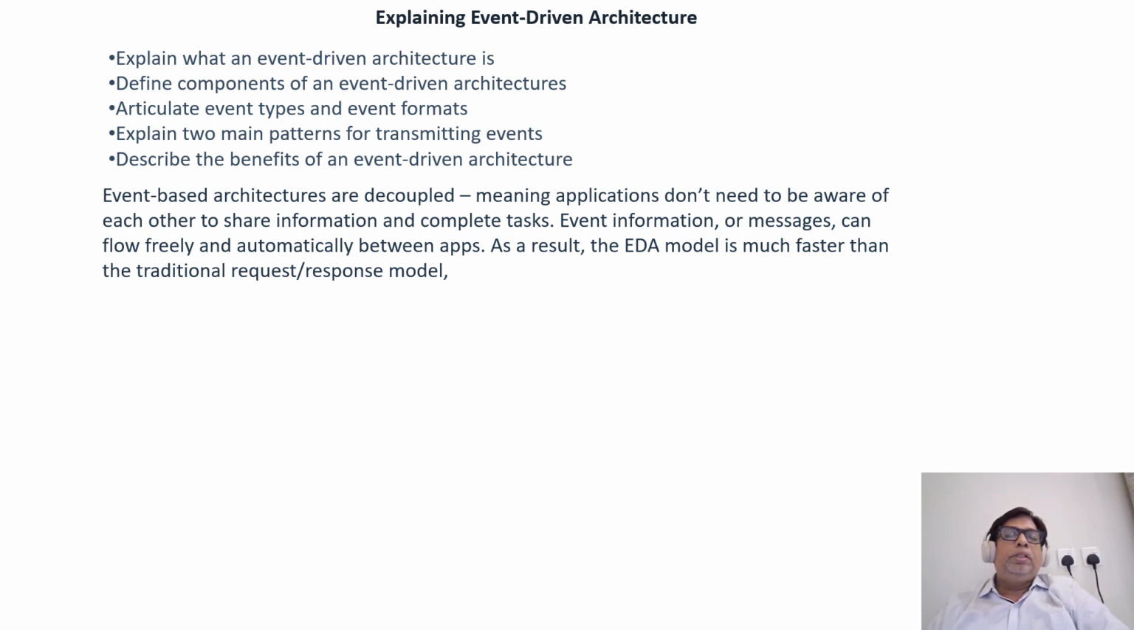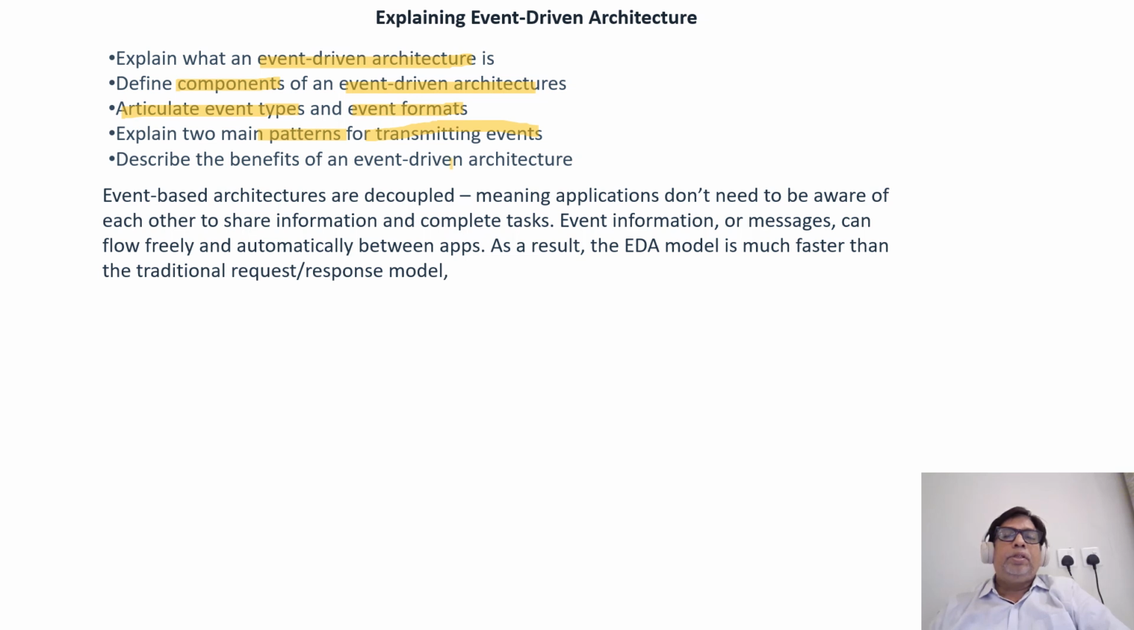We can understand what event-driven architecture is, what the components of event-driven architecture are, what the event types are, and how many formats we can have for events. Different event formats are there, like messages, files, etc. Explain two main patterns for transmitting events. So there are two patterns for how we can transmit the events, and we can learn that too.